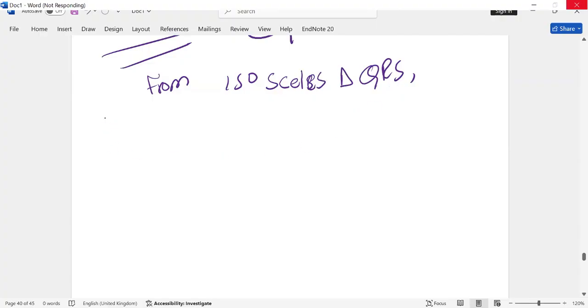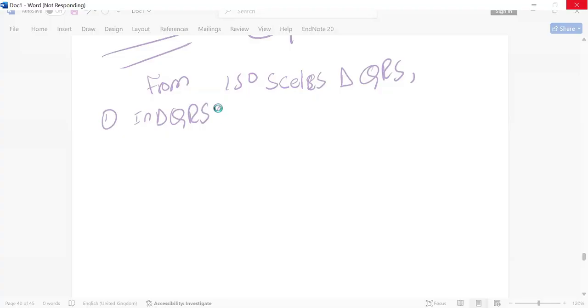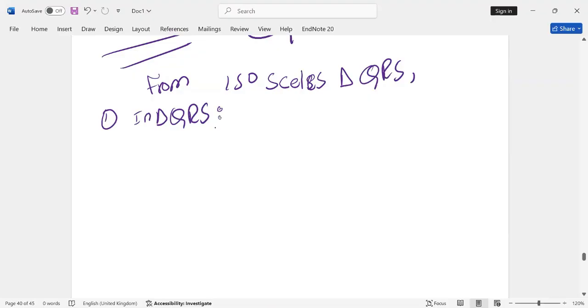Okay. So the first thing we have, in triangle QRS, we have RQ equals RS, which means Q2 equals S2. Alright.